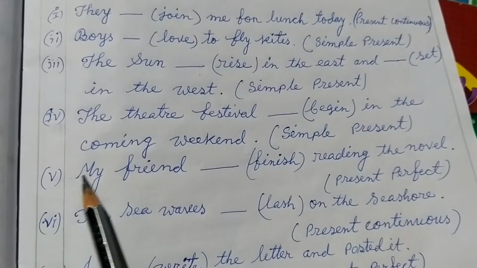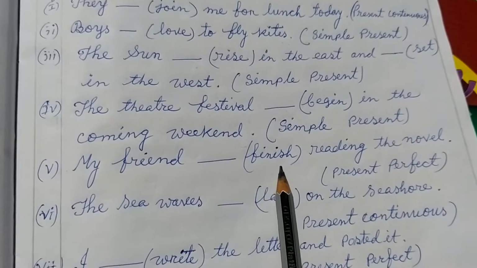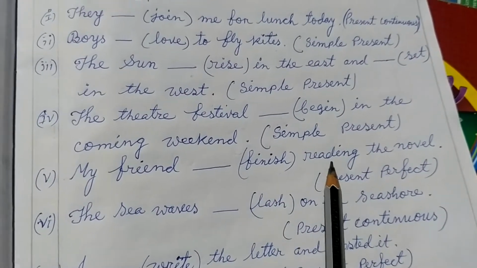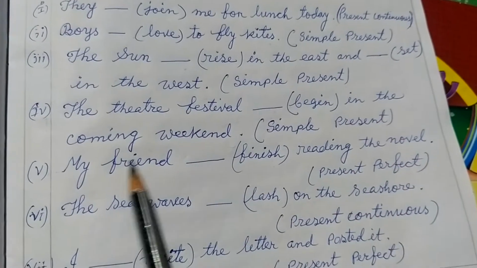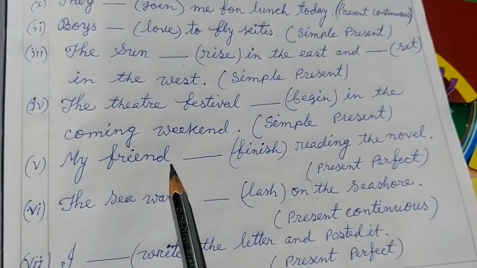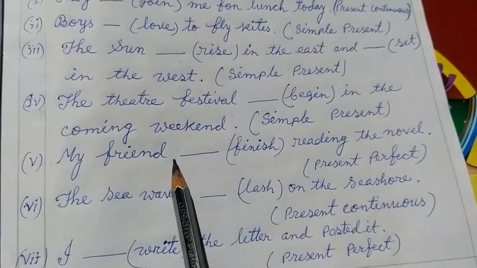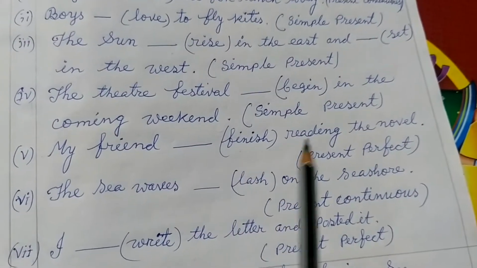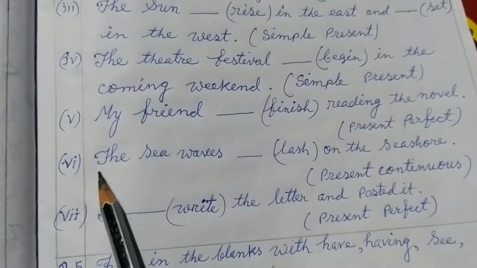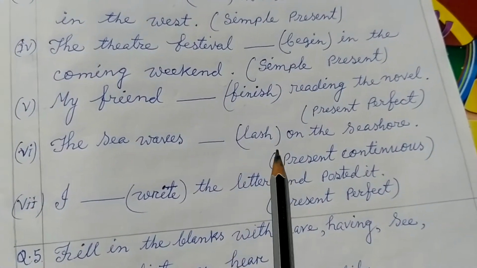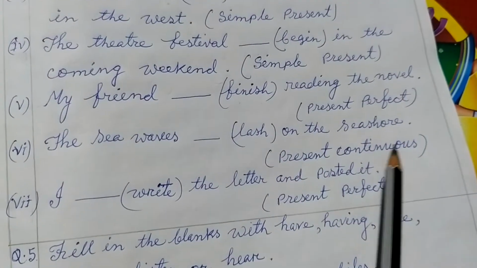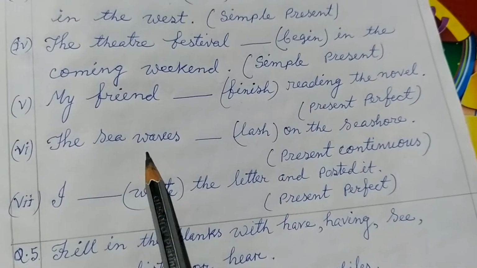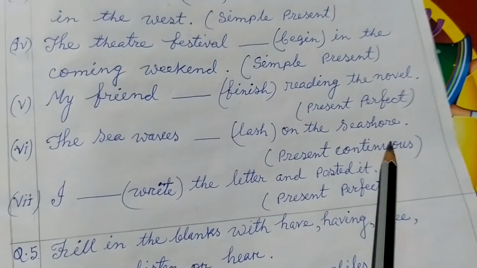Now students, number 5. My friend dash finish, within bracket finish reading the novel. So the answer is my friend, present perfect tense, my friend has finished reading the novel. Number 6. The sea waves dash lash on the seashore, present continuous. The sea waves are lashing on the seashore.